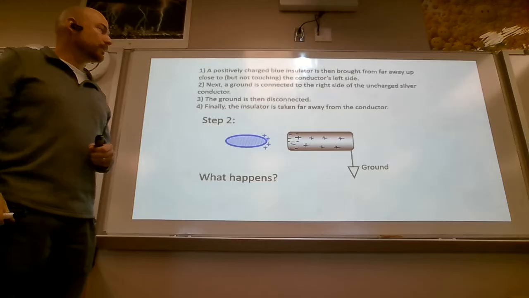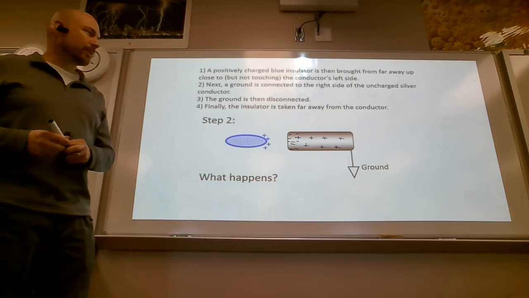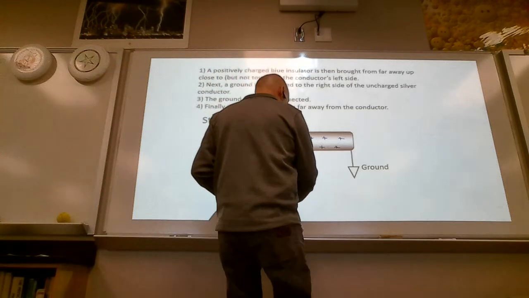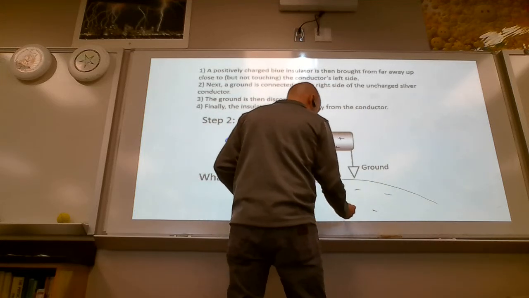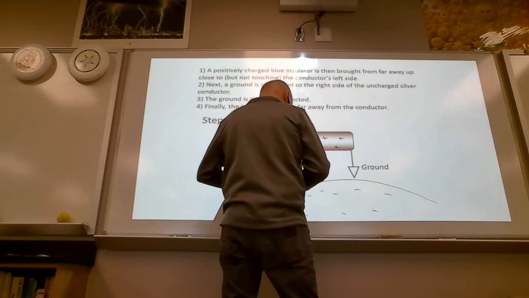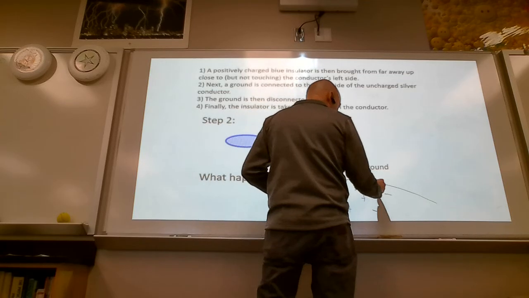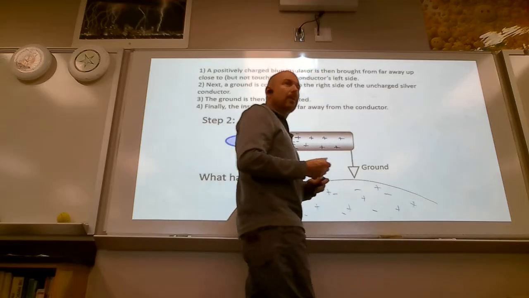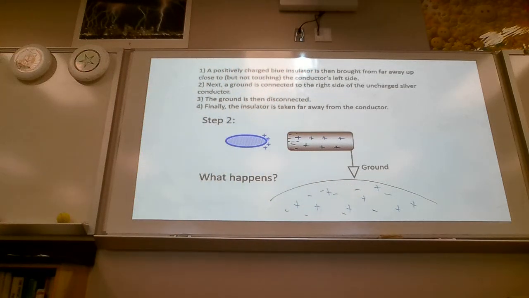Step two, we connect the opposite side to ground. Ground is something huge and neutral. So here's the killer. Electrons are not satisfied. They always want a better ratio. They're not satisfied with a 1-to-1 ratio of protons to electrons. If they can have like a 2-to-1, they're like, yeah.